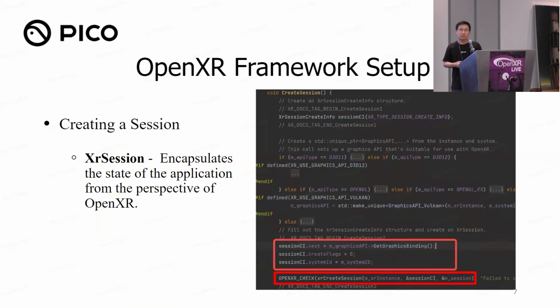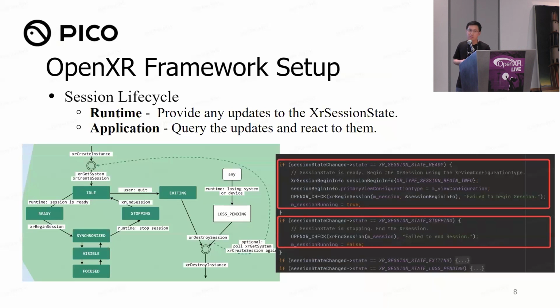Okay, the next primary object we need to create is the XR session, which encapsulates the state of the application from the perspective of OpenXR. And it has several lifecycle states, as shown in this diagram. After its creation, it starts from the idle state. And it is up to the runtime to provide any updates to the state, and it is up to the application to query the updates and react to them.